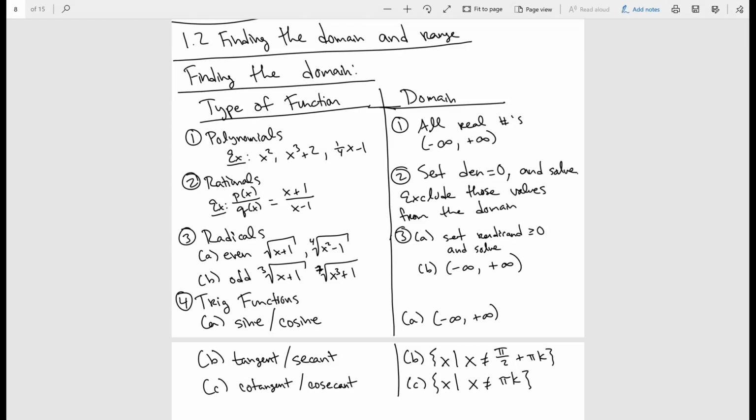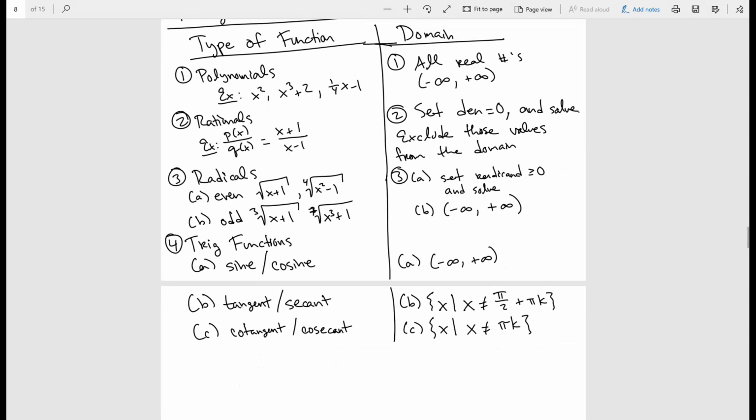Some of them are going to be review for you, and some of them may not. So if there's a couple of them that you don't know, that's fine. I'm just going to go ahead and show you, and I'm going to tell you guys which ones to emphasize. So the first thing is what I have on the left hand side, which is just the types of functions. These are functions that you've already seen before in the past.